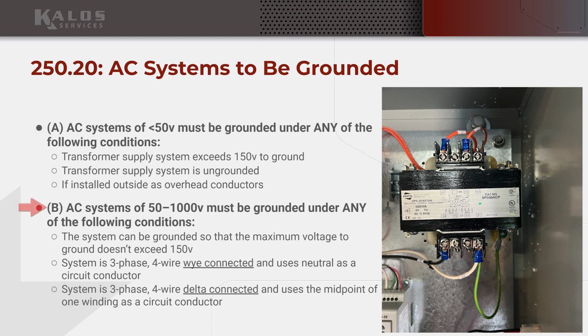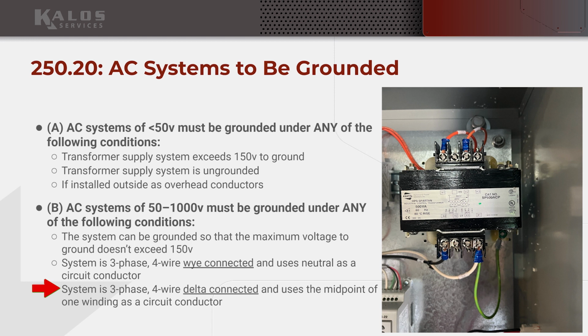What we're going to see more frequently is this type B. AC systems of 50 to 1000 volts must be grounded under any of the following conditions. The system can be grounded so that the maximum voltage doesn't exceed 150 volts. If the system is three-phase, four-wire Y connected and has a neutral as a circuit conductor. If the system is three-phase, four-wire delta connected and uses the midpoint of one winding as a circuit conductor. So this is essentially like if you have neutrals basically in your system, we're saying it must be grounded.